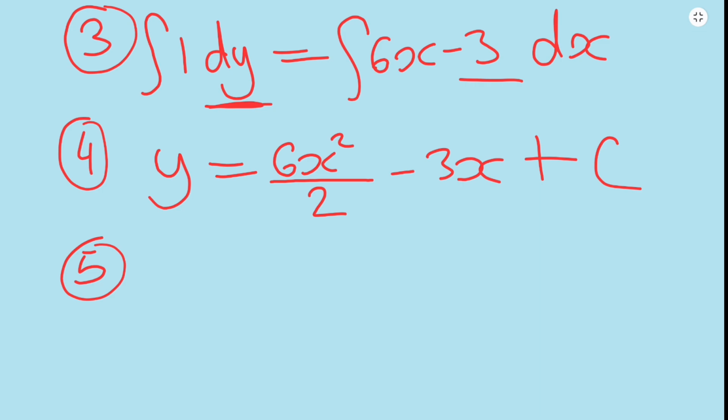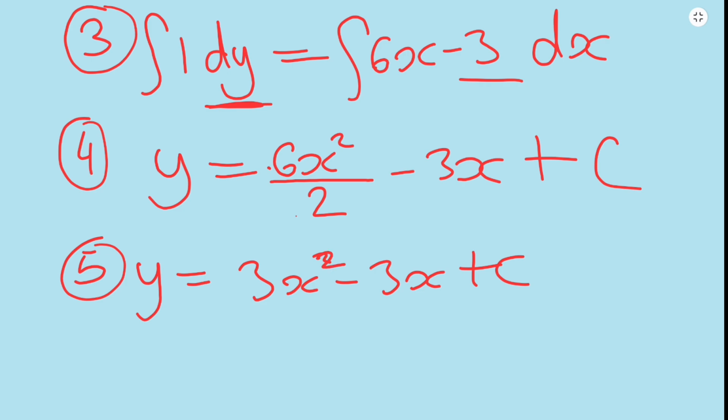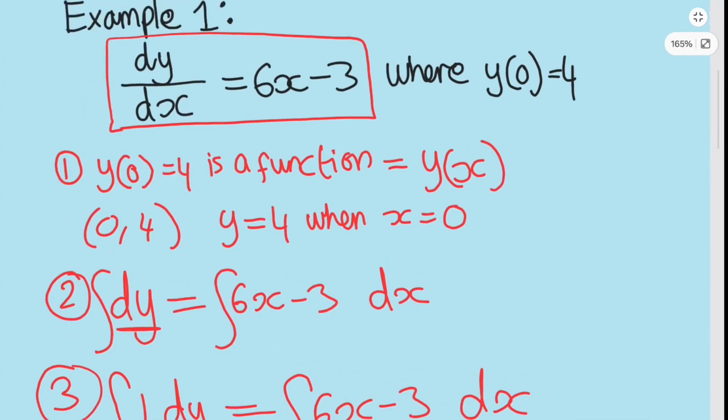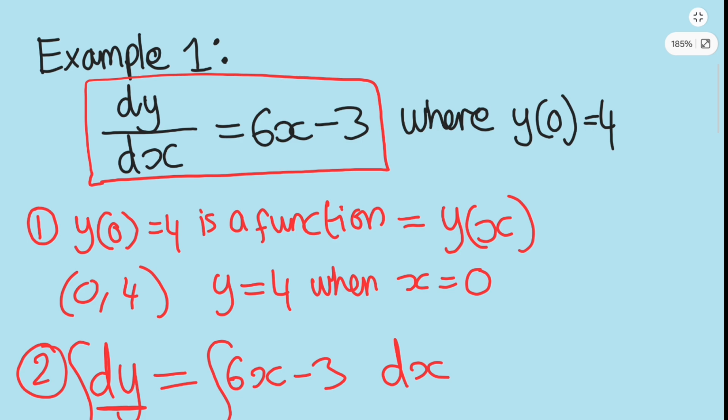Okay, so now step 5 is just to simplify. So we have y equals 6 divided by 2 would be 3x squared minus 3x plus c. Sorry, that's supposed to be squared there. And then step 6, we have this constant c, which is unknown, so we need to solve it. How can we solve the constant c? Well, we have two unknowns here, x and y. We will go back to our initial values over here where we have y is 4 when x is 0. So we'll use that to find what c is.